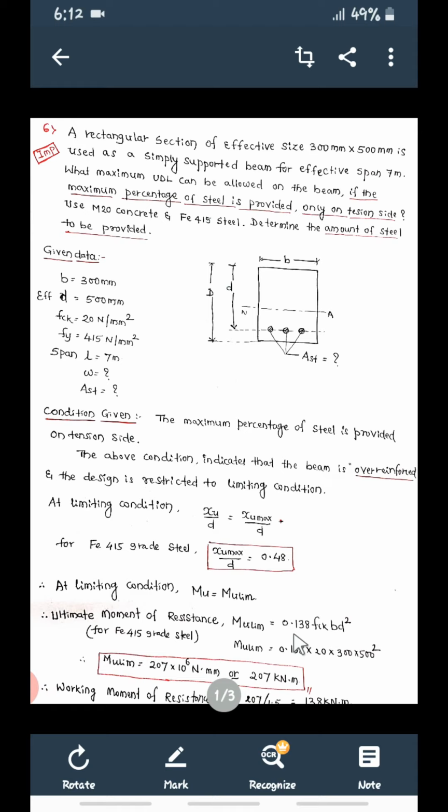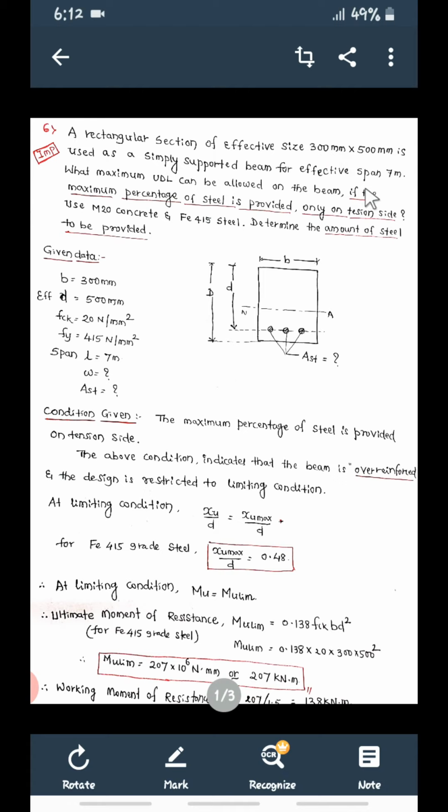Okay, so we're going to solve one more important problem. Then we're going to see the second type of problem. So the problem is like this: rectangular section of effective size. See here it is mentioned effective size. Effective size 300 mm into 500 mm is used as a simply supported beam for effective span of 7 meter. Okay, so effective size means B into small d, effective depth.